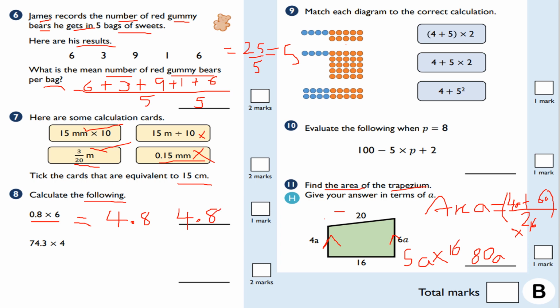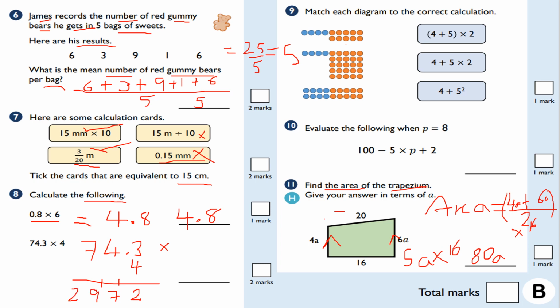For the next one, I'm going to do 74.3 times 4. Again, I'm just going to times it as normal. 3 4s are 12, so 2 carry the 1. The decimal point here will line up in a second. 4 4s are 16 plus the 1 is going to equal 17. 7 carry the 1. 4 7s are 28 plus the 1 is going to be 29.